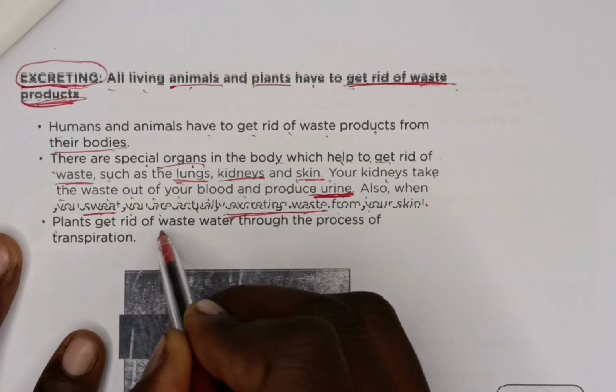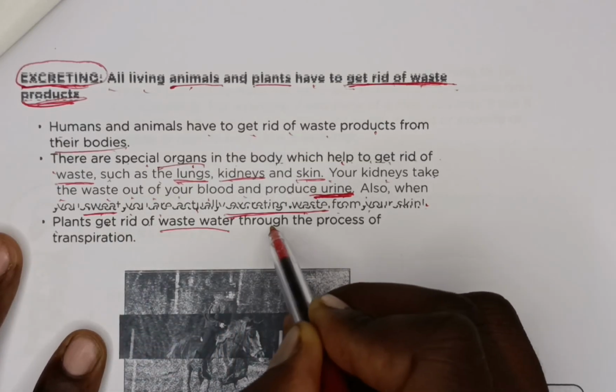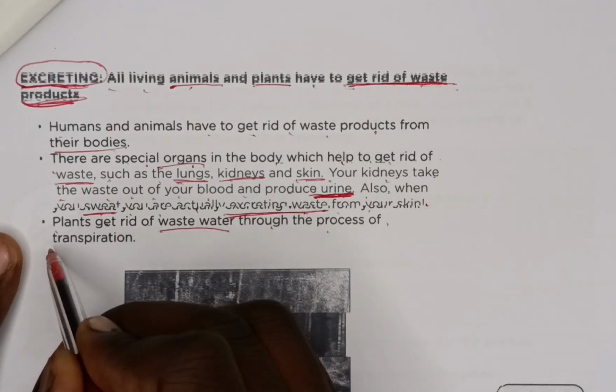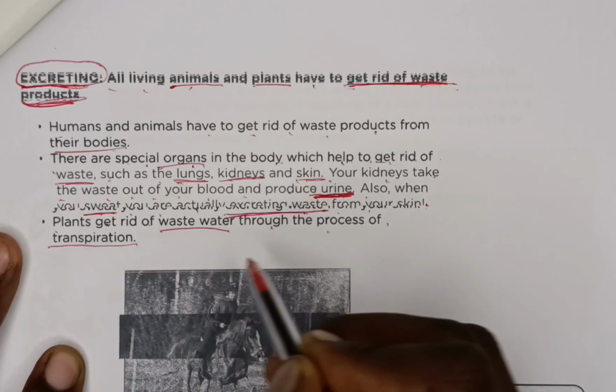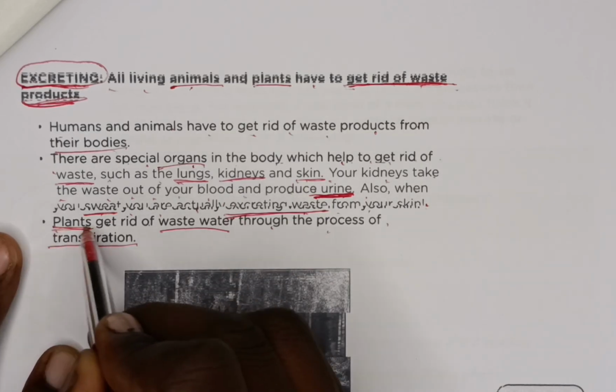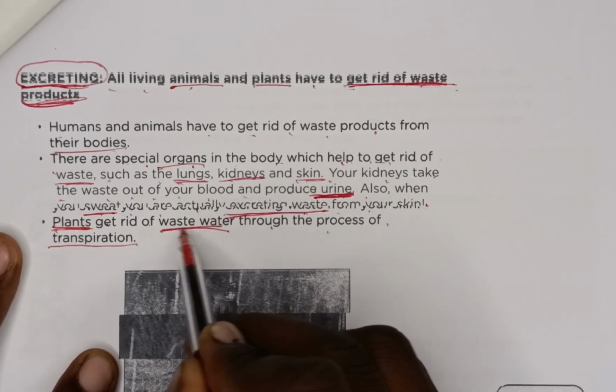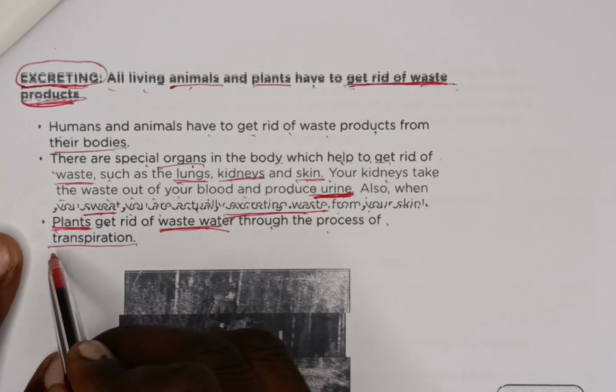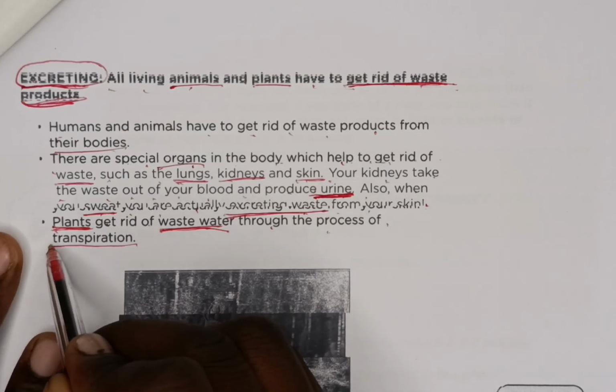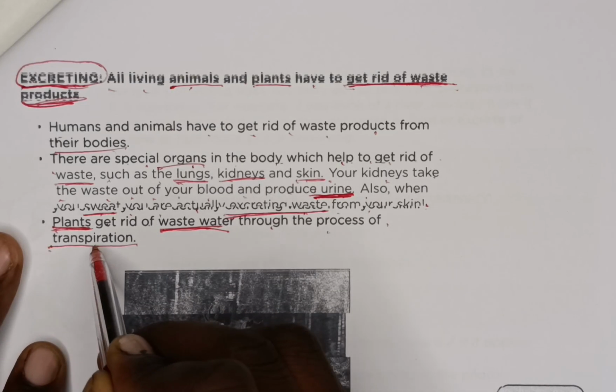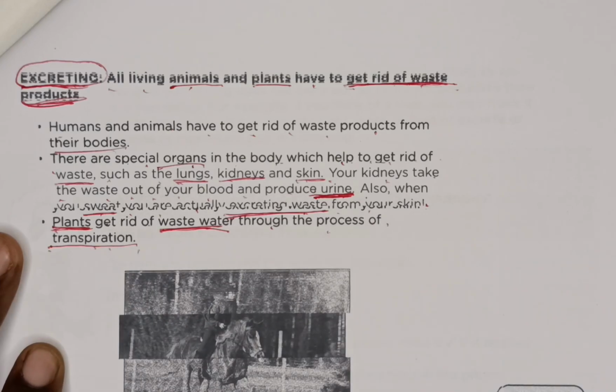Plants get rid of waste product through the process of transpiration. So plants, they do the same. They get rid of their waste product, but they do it through the process of transpiration.